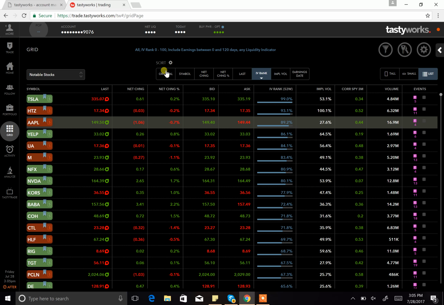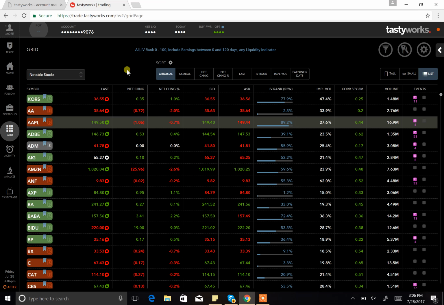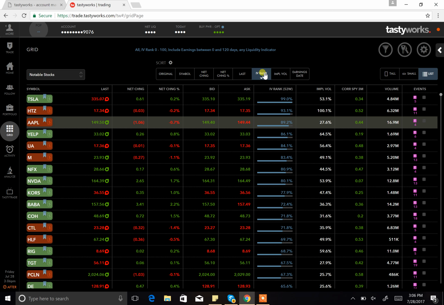What you can see here is how you organize the actual grid. You go to original here. This is how it usually looks. I usually separate it by the IV rank, so the highest ones go to the top. This is probably the most effective way. Instead of using the original, what I like to do to find opportunity on this platform is to go to the IV rank, so the highest ones go to the top. And then I'm able to find a stock that has high IV so I can trade it for options.